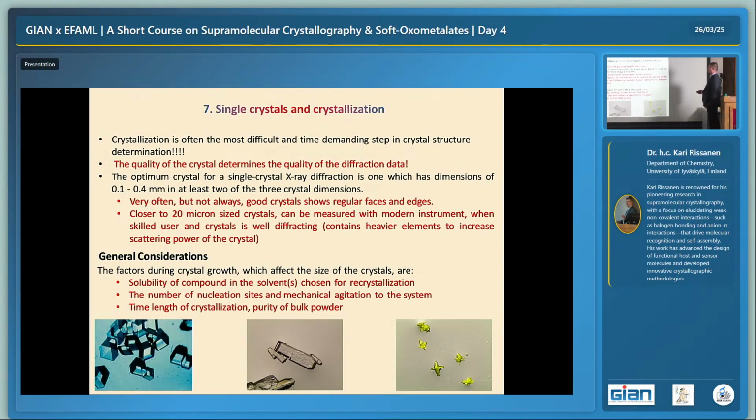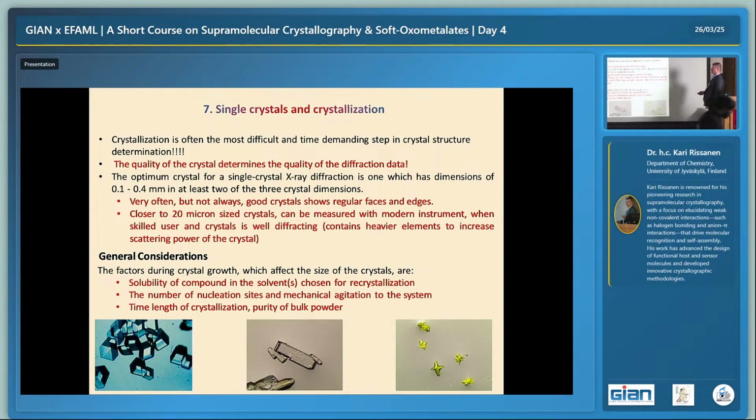And the idea is that, of course, the heavier the elements, the more electrons there are, and if it's well ordered, the more it diffracts. What it means is that with the heavier elements, like polyoxometalates or something that have molybdenum or tungsten, a very tiny crystal will be enough.